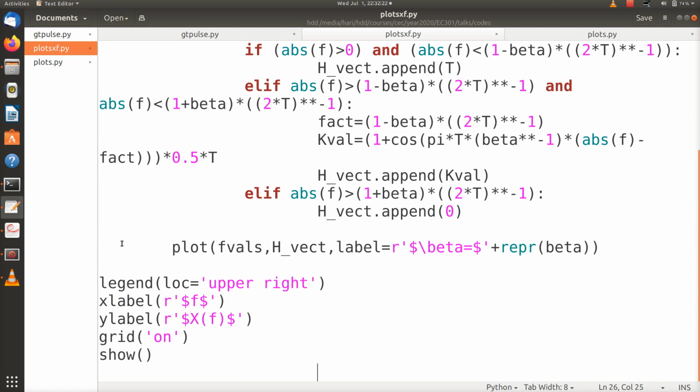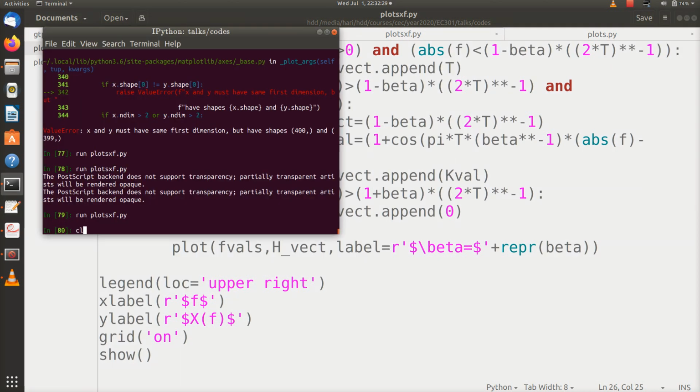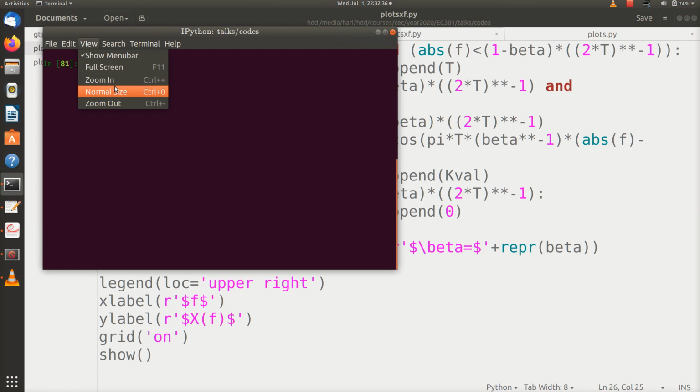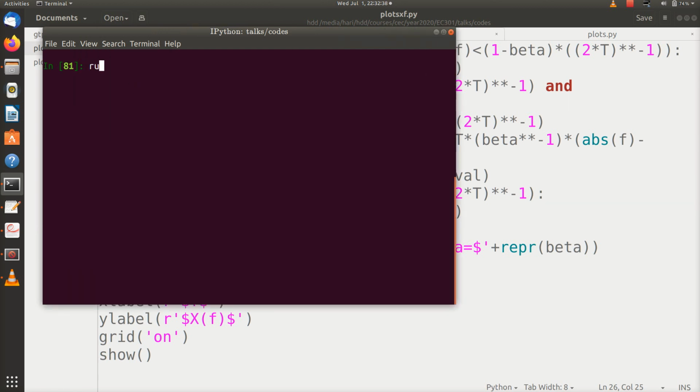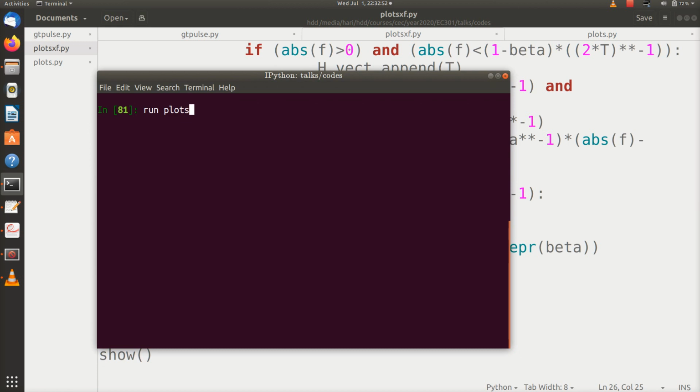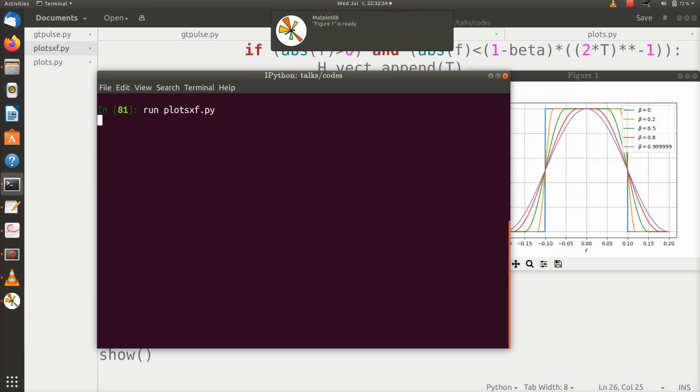So now you might want me to run this code. I will run this code. This name is plot XF. I will improve it a bit, enlarge it a bit. I will run plot xf, it is plots xf dot py.